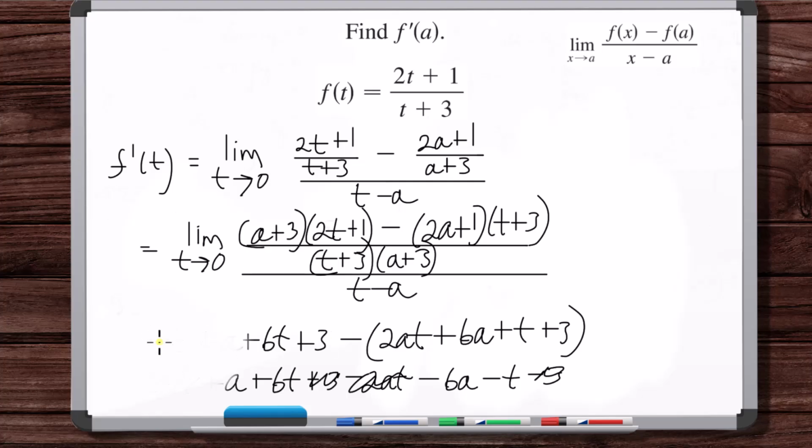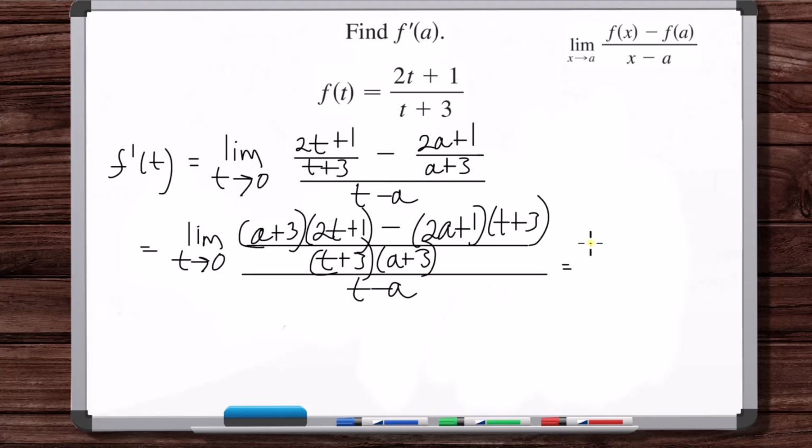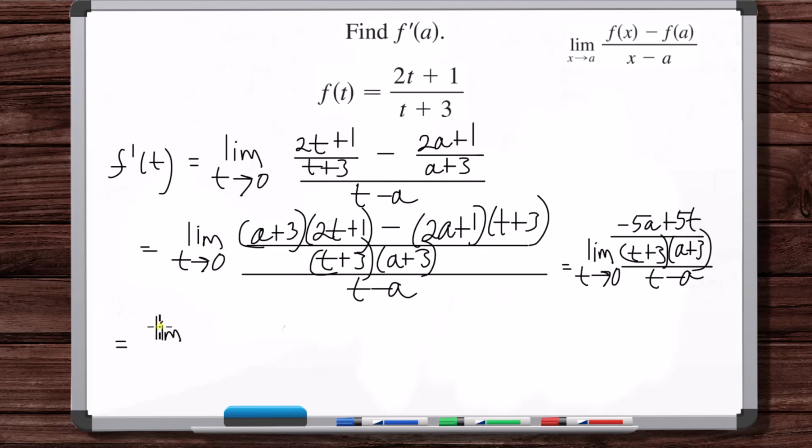All right. So, let's see. Minus 5a plus 5t, and then t minus a. Okay, so we've got the limit as t approaches 0 of. Take out a 5. Okay.